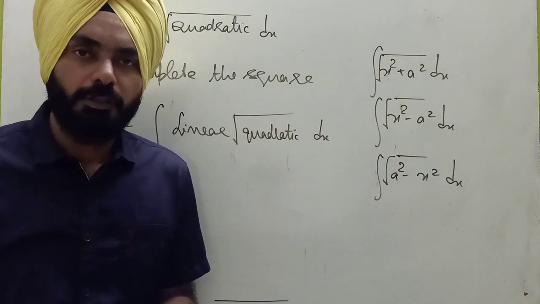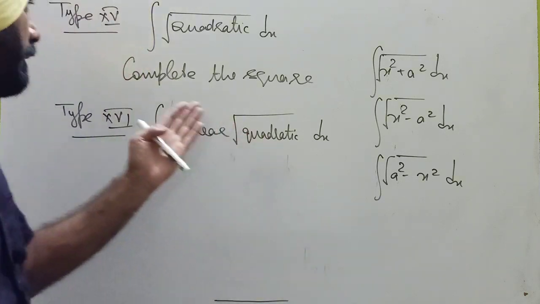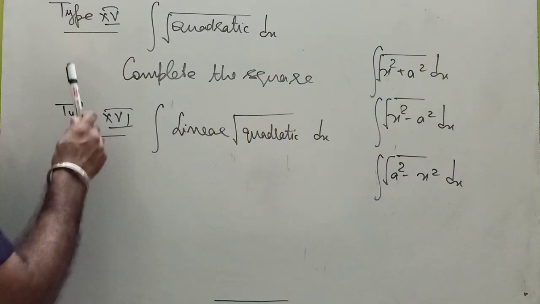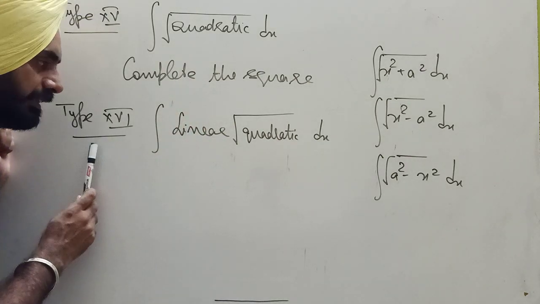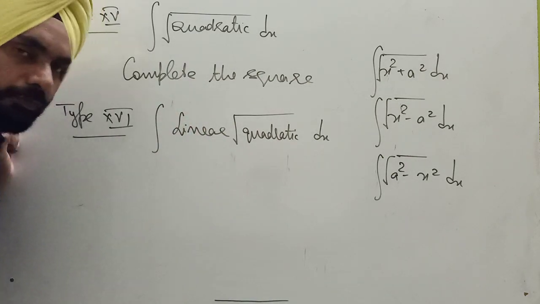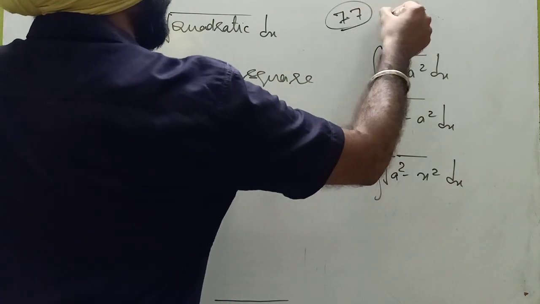Hello students, we have done a total of 14 types in the last videos. Now there are two more types, 15 and 16. Type number 15 is under root of quadratic, and type number 16 is linear into under root of quadratic. These are for exercise 7.7 of NCERT.